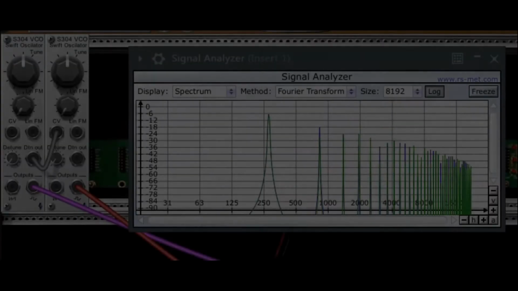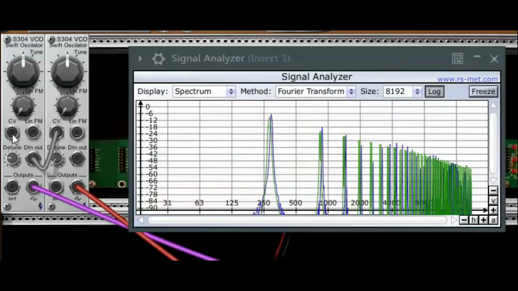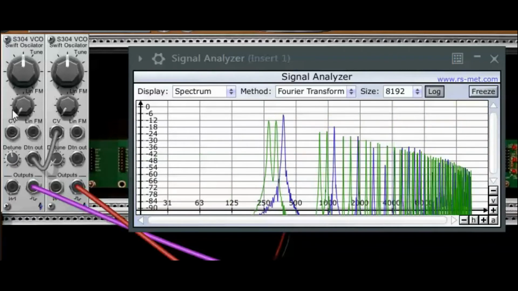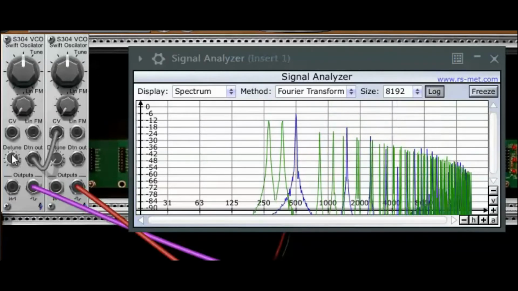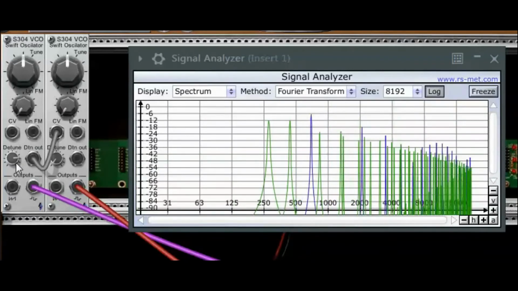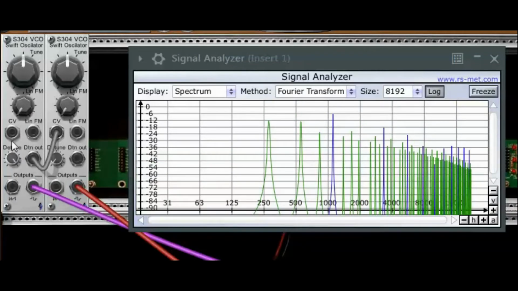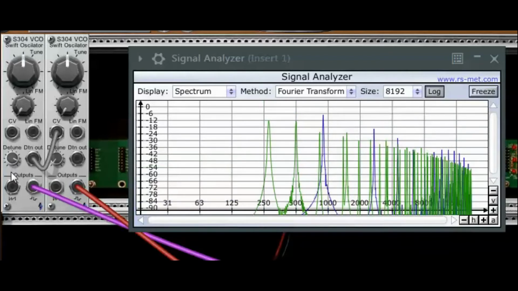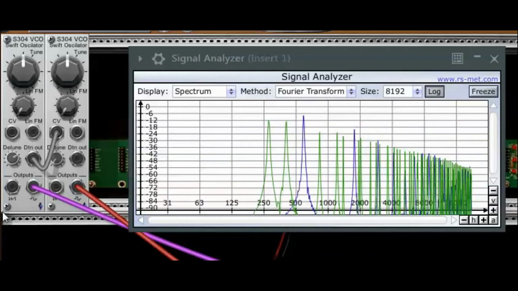Let me analyze what's going on. The detune knob of the left, the green oscillator, splits, of course, the green output frequency into two, the maximal possible difference of one octave, and detunes the basic frequency of the right, the blue oscillator, against the left oscillator up to a difference of maximally two octaves.